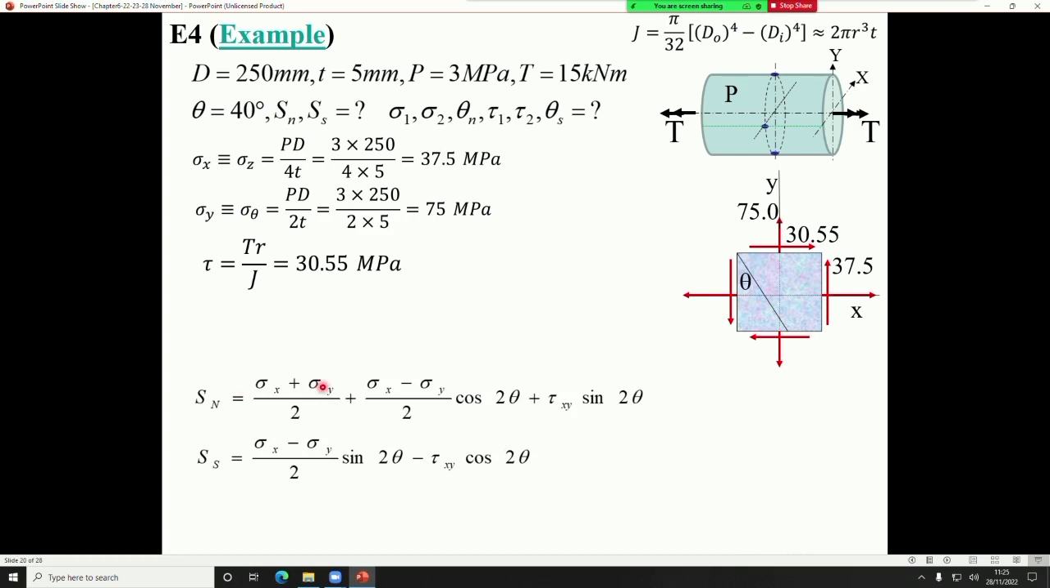37.5, 75, and 30.55. Now my advice to you in the exam is that if you're getting, say, minus 75 megapascals, don't keep it at minus in this equation. Do not change the sign to positive. In these equations, the signs are hidden in each term. So if you've got, say, minus 75 compression, you enter minus 75 here, so multiplying by minus becomes positive. The signs are all hidden. So I substitute the values.